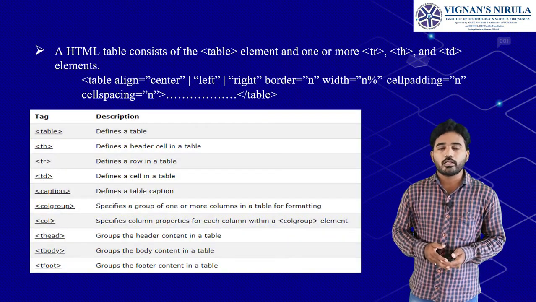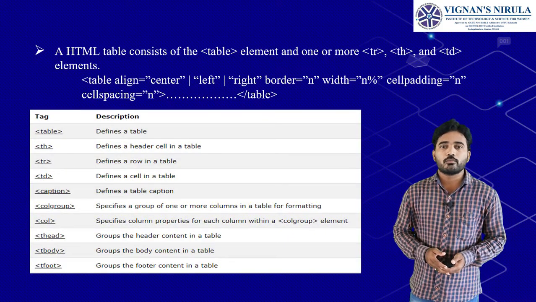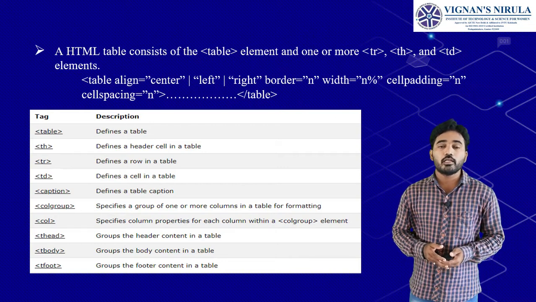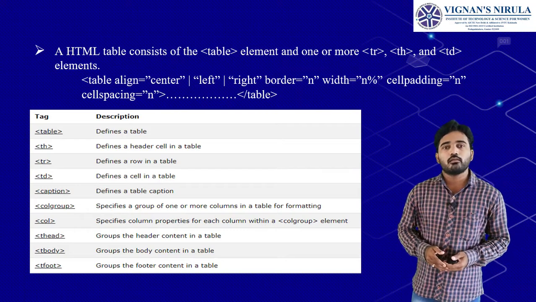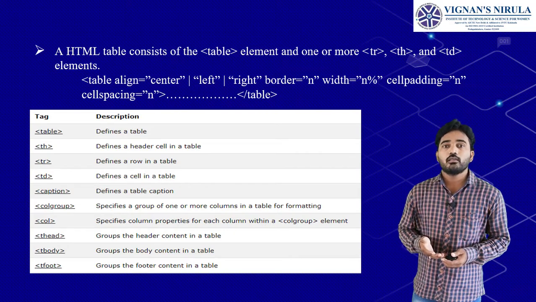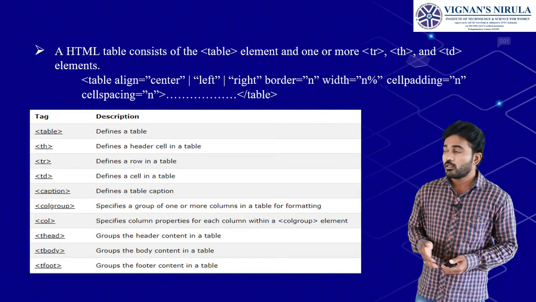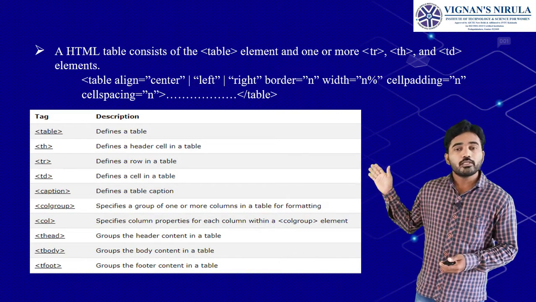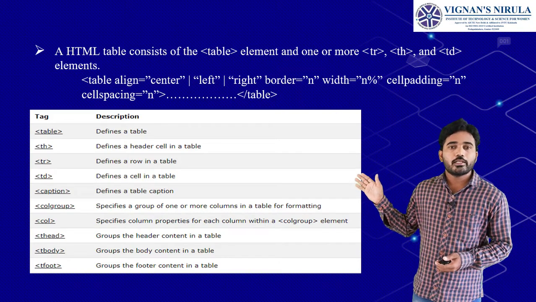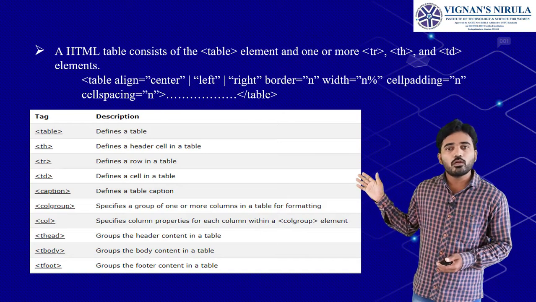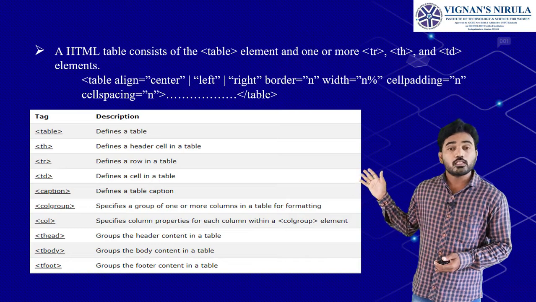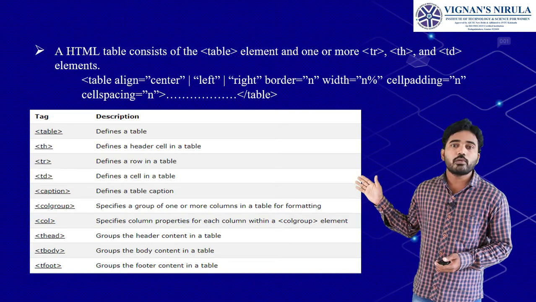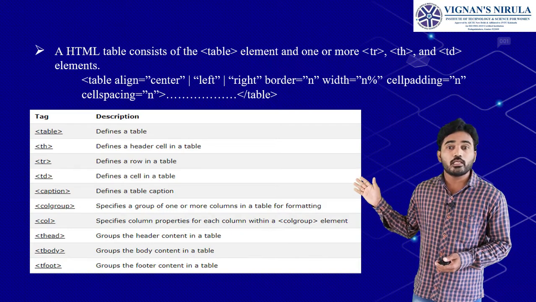Table defines a table. Next th, it defines a header cell in a table. Next tr, it defines a row in a table. Next td, it defines a cell in a table. Next caption, it defines a table caption. Next colgroup, it specifies a group of one or more columns in a table for formatting. Next col element, it specifies column properties for each column within a colgroup element.